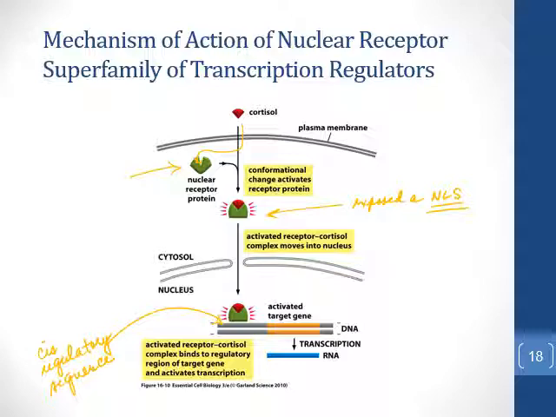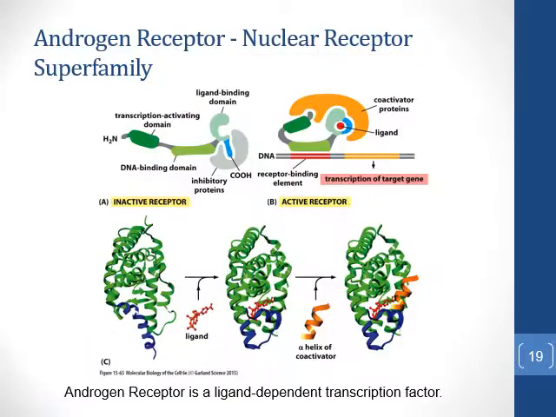So there's a whole family of transcription factors called the nuclear receptor superfamily of transcription regulators. They're all going to work basically the same way. Okay. Let's look at another example of these nuclear receptor superfamilies. This is an androgen receptor. An androgen is any hormone that gives an organism male sex characteristics. Now, this is really cool to think about how this works.